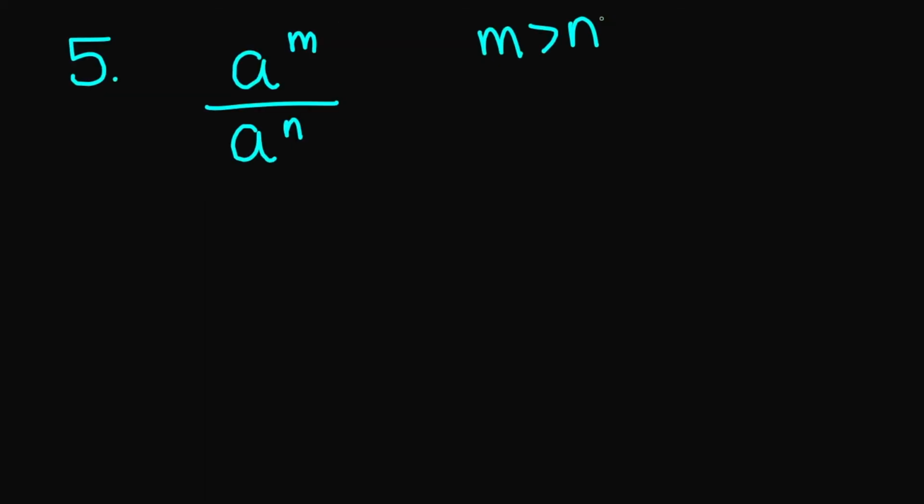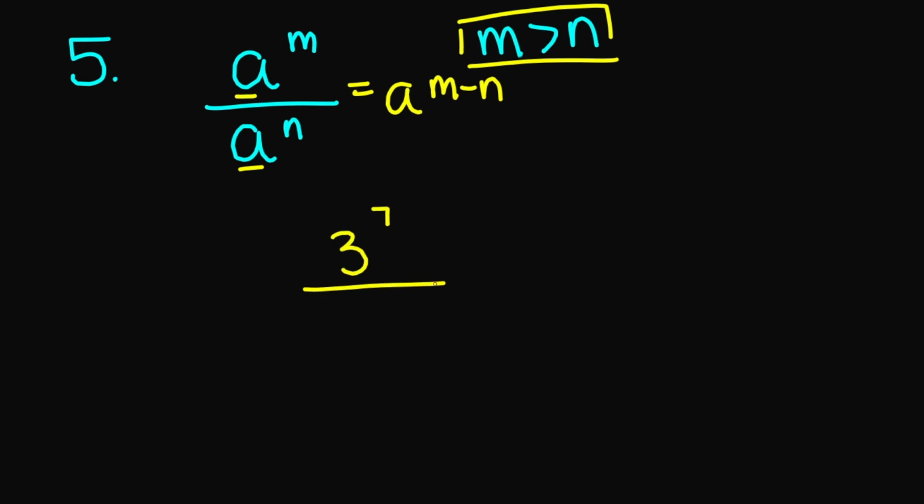All right, so law number 5. If you are dividing 2 expressions and they have the same base, you're going to subtract the exponent in the denominator from the exponent in the numerator. So this is going to look like a to the m minus n, given that m is greater than n. So for an example, if we had 3 to the 7th divided by 3 to the 5th. My bases are the same, so I am going to subtract. This is going to turn into 3 to the 7 minus 5, which is going to be 3 to the 2nd power. And this is going to give you 9.